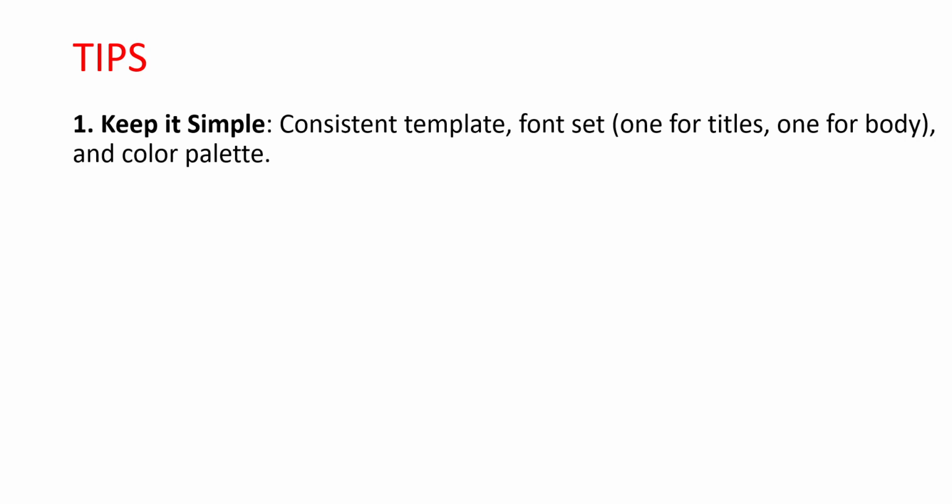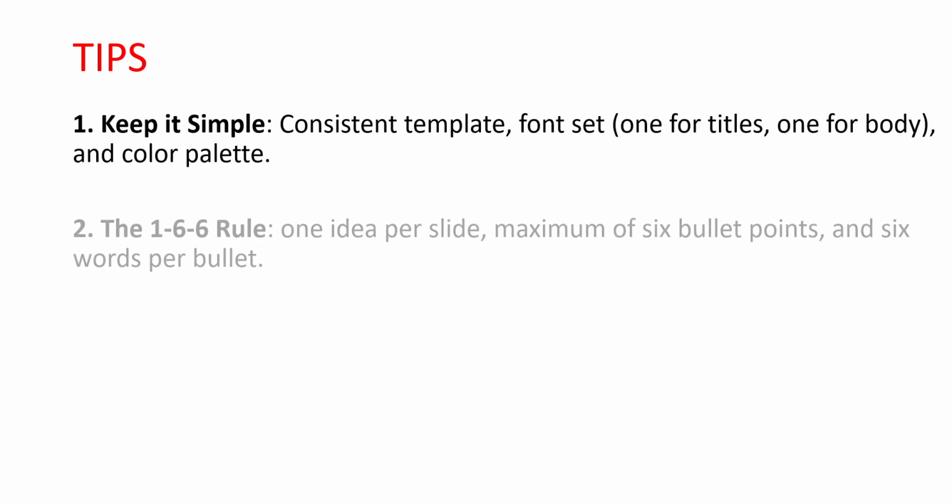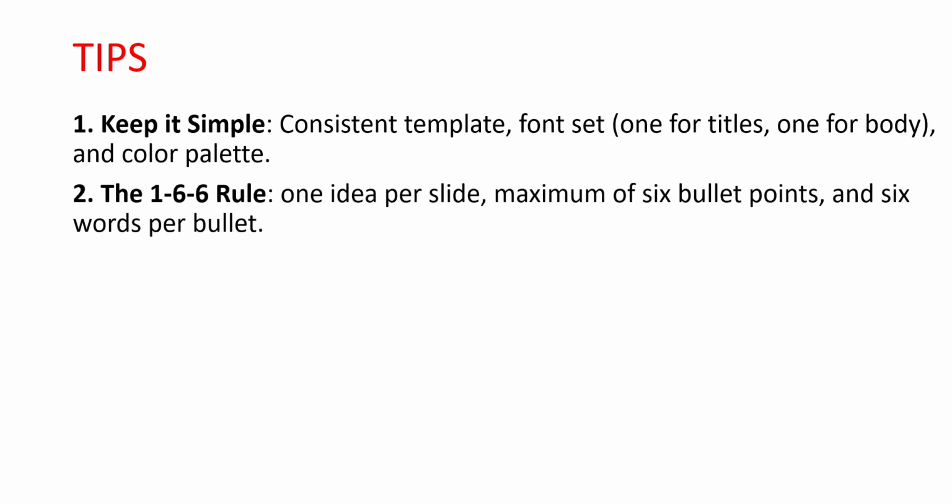So you might need to use a consistent template. The font set should be similar for the titles and similar for the body. And also, you should use colors that are presentable. People can easily see it. The second tip is the 1-6-6 rule. What does it mean by 1-6-6? One idea in a slide, a maximum of 6 bullet points for each idea, and for each bullet point, a maximum of 6 words. Easy like that.